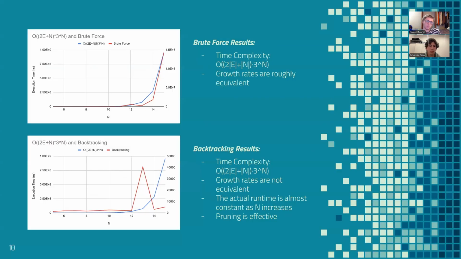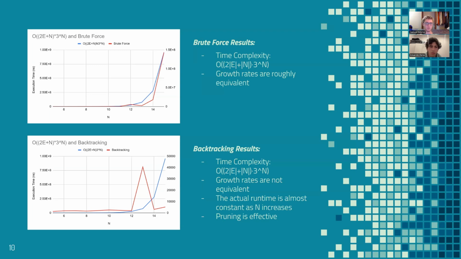So these are our results. The first one is for the brute force algorithm. We're comparing the time complexity of O(2^E + N * 3^N) and the results, which were timed in nanoseconds. The axis on the left side is the nanoseconds for the time, and the right side has no units. We separated the axes so you can see the shapes better without comparing the magnitudes.